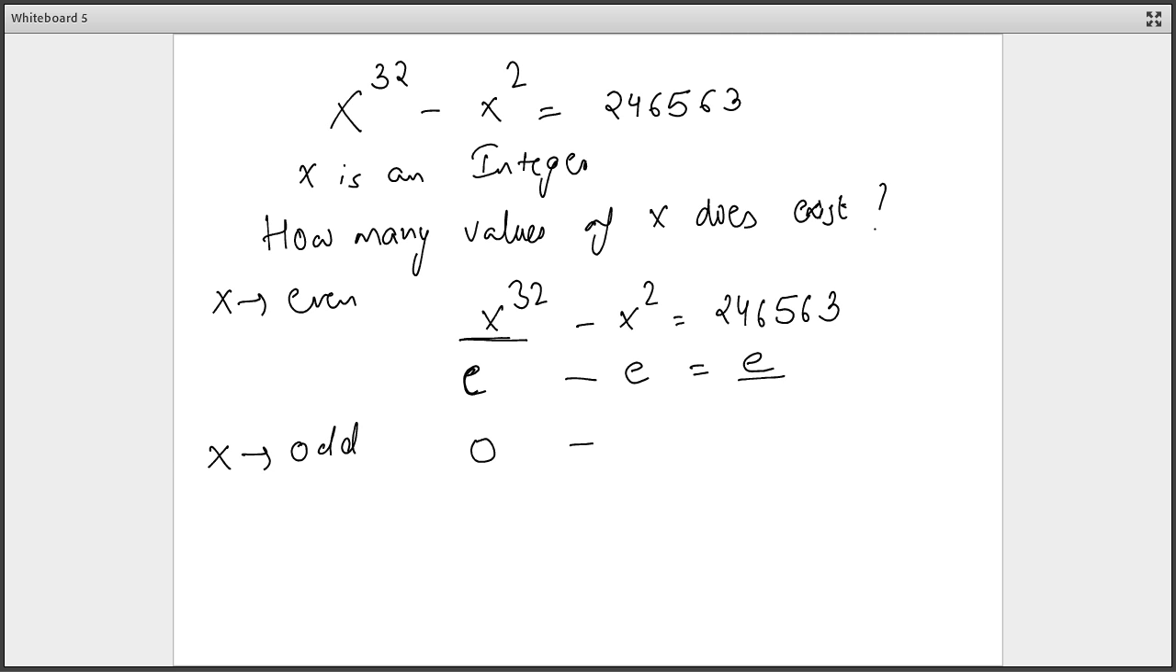Question is this, basically: x to the power 32 minus x square is equal to 246563. x is an integer. How many values of x does exist? Pause the video and try to solve this question.